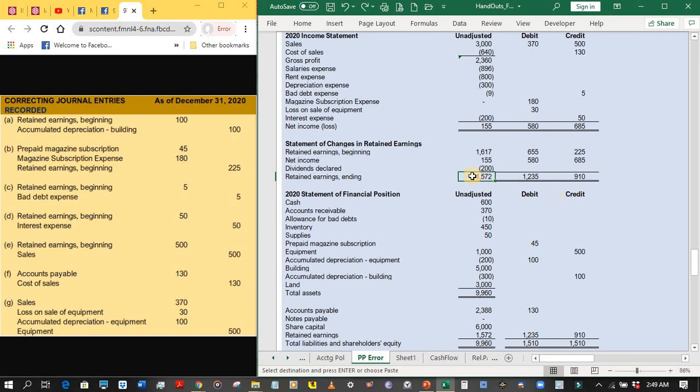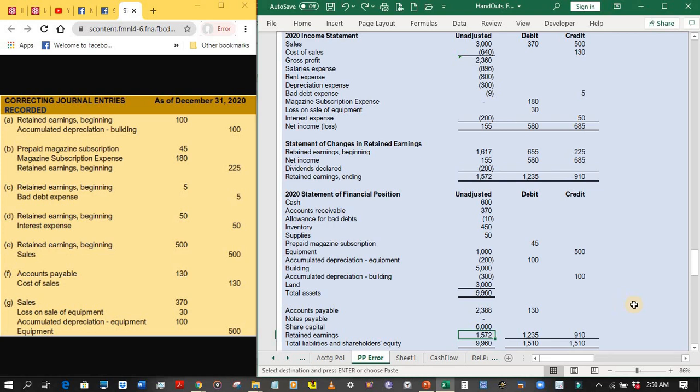And since the retained earnings ending appears in the equity section in the statement of financial position, which in this case is in the lower part of the statement of financial position, of course, the adjustments of 1,235 in the debit side should also be transferred to the debit side of the statement of financial position under retained earnings, as well as the total credit of 910 should also be transferred to the credit side in the statement of financial position, again under retained earnings, so that these two amounts will also adjust the 1,572 pesos unadjusted retained earnings that appears in the statement of financial position.